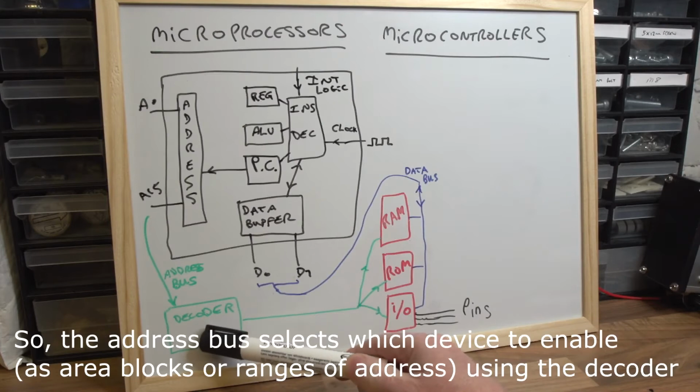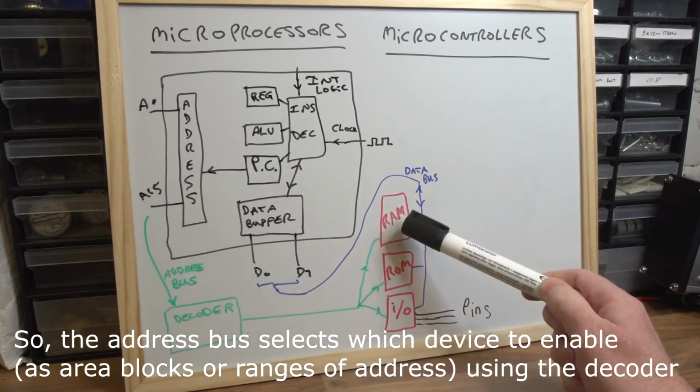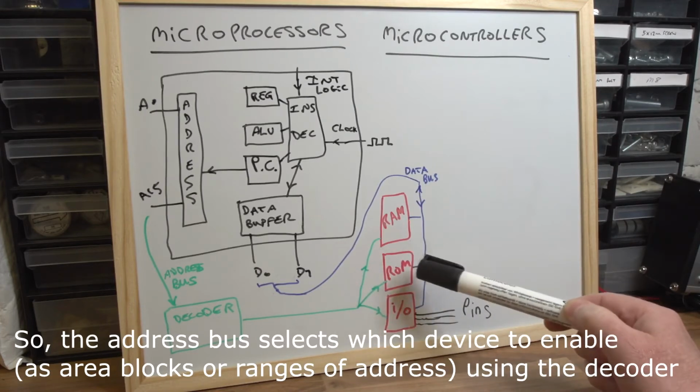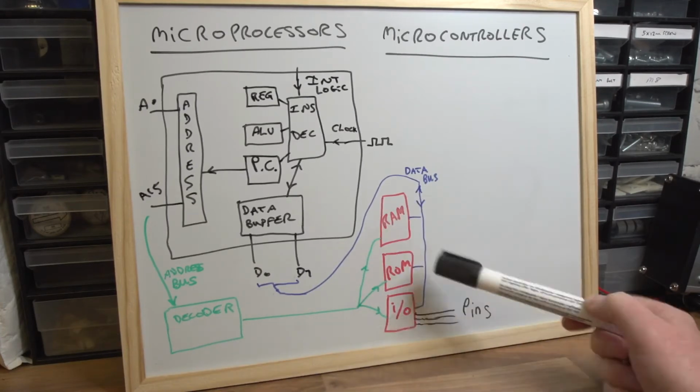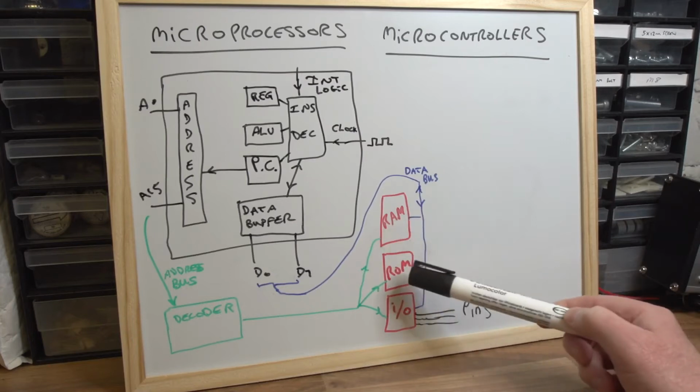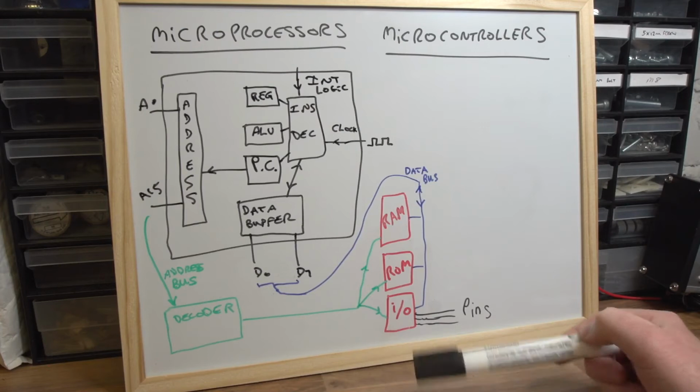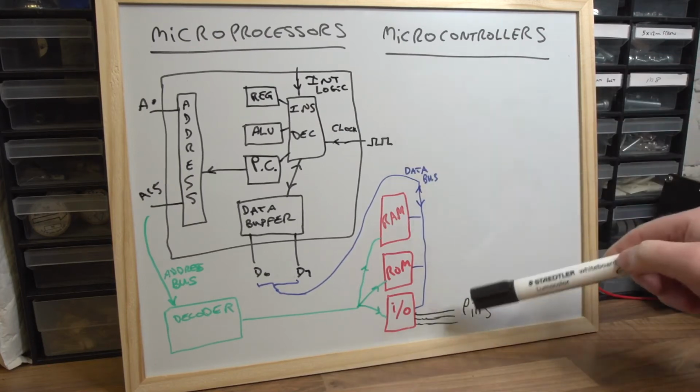So the decoder is key to selecting which block we want, which device we want, and the program is written in such a way that we know where these address spaces are. We can actually select write to RAM, read from ROM, or set, read or write to an I/O device. And that actually creates a full computer.